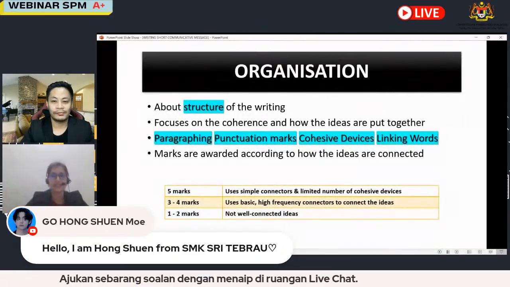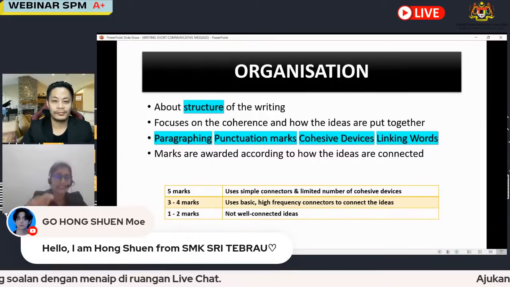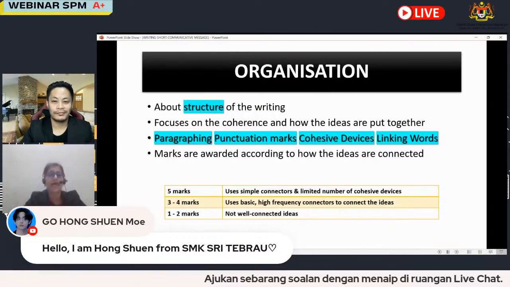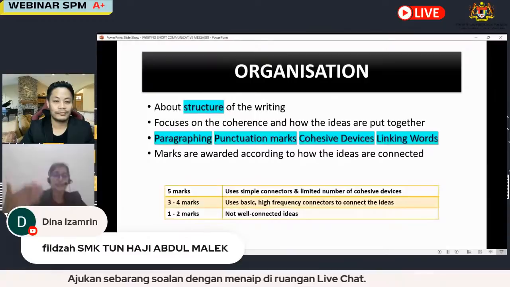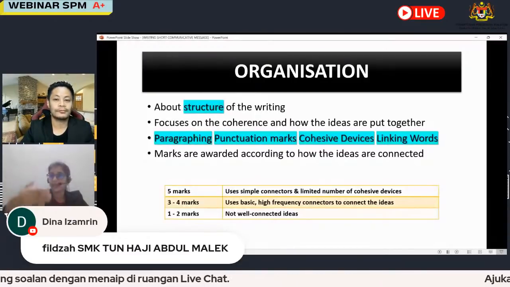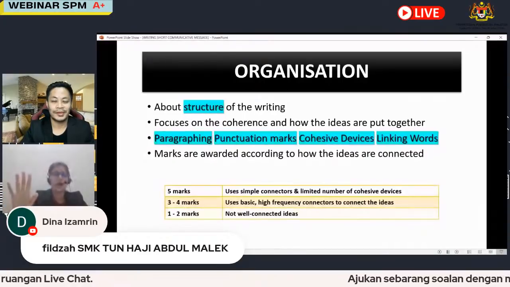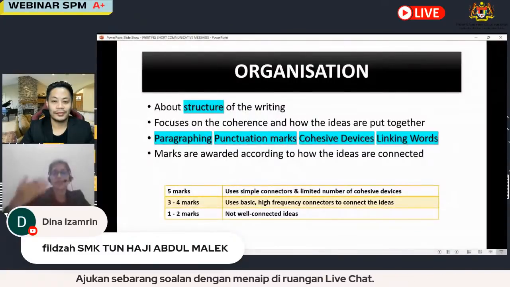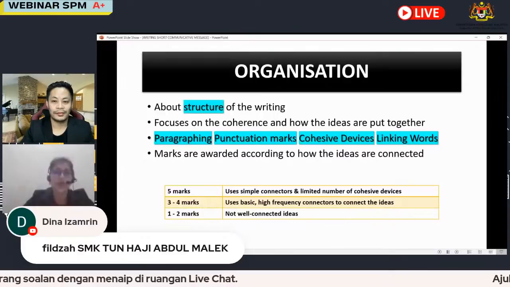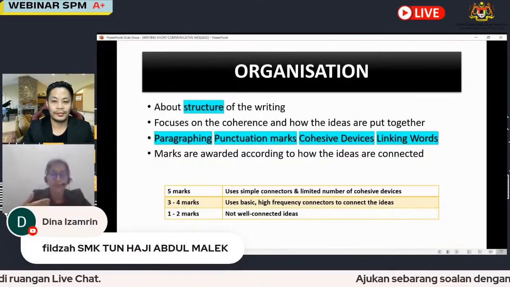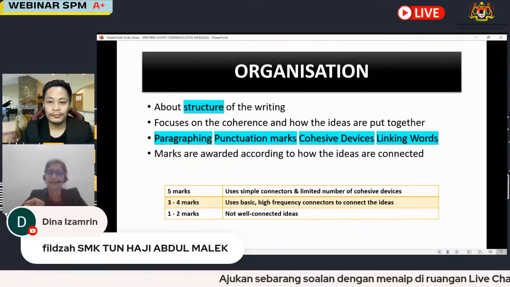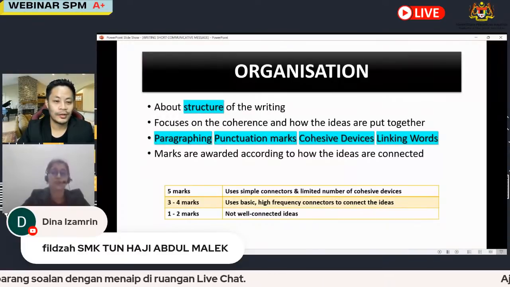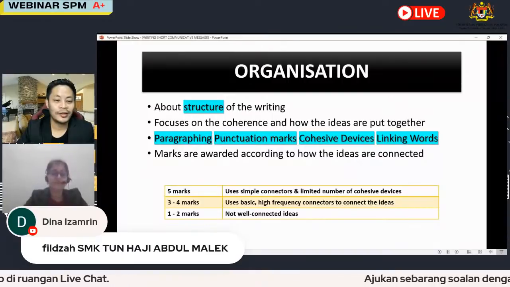The third descriptor is called organization. Here, the keyword is the structure of the writing. This focuses on the coherence and how the ideas are put together. As you respond, we are looking at your ideas, whether they are in sequential form or not, whether they are all well organized or not. Here, the examiners would definitely want to read your response once and understand what you are trying to convey. If you let the examiners reread your response a few times, then something has gone wrong with your organization. Perhaps they were unable to comprehend what you are trying to convey. There are four important elements.